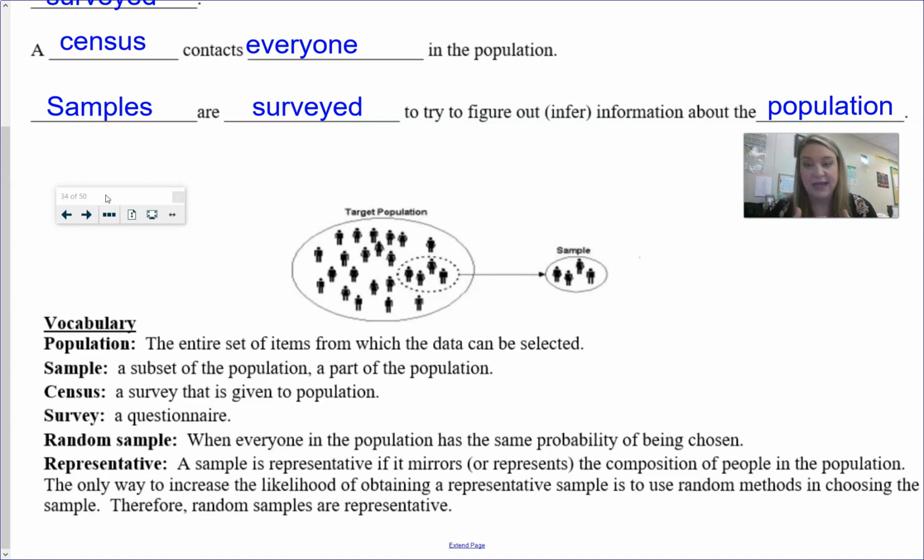And what we're about to look at, a random sample, is when everyone in the population has the same probability of being chosen. And then representative means that the sample is representative if it mirrors or represents the composition of people in the population. The only way to increase the likelihood of obtaining a representative sample is to use random methods in choosing this sample. So there are right ways and wrong ways of choosing the sample that you're going to survey. All right.